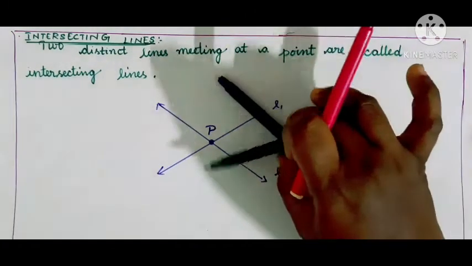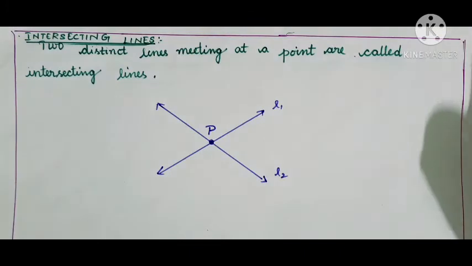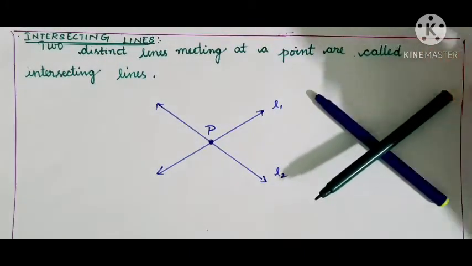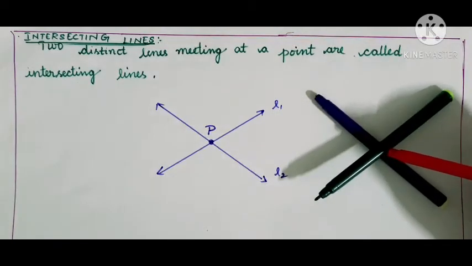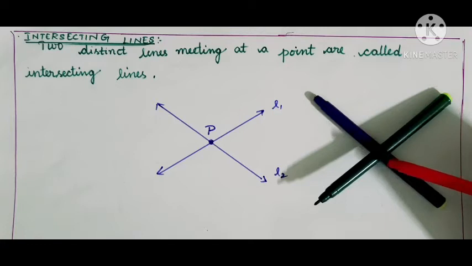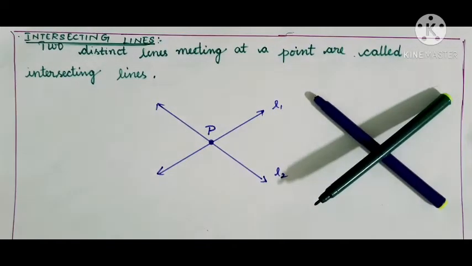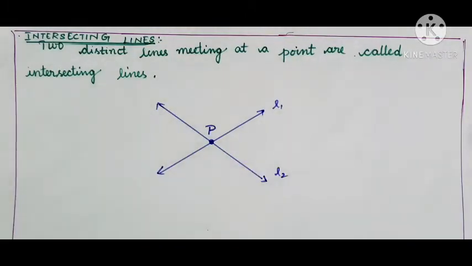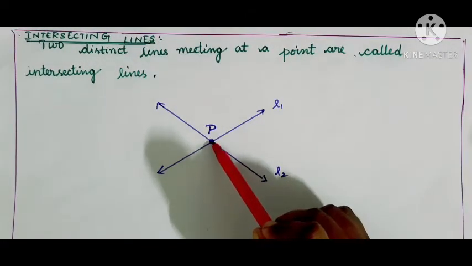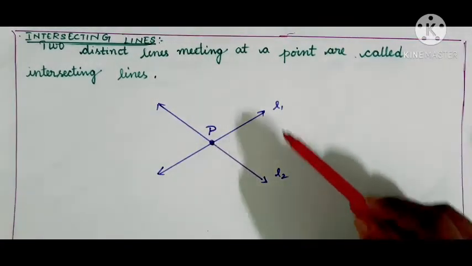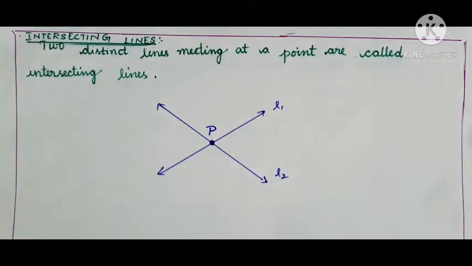So intersecting lines means, consider this as L1 and this as L2. This is a meeting point, isn't it? One point is formed. That formed point makes the lines intersect. So the 2 distinct lines meeting at a point are called intersecting lines. If it's a meeting point, you can name it as P or any other alphabet.